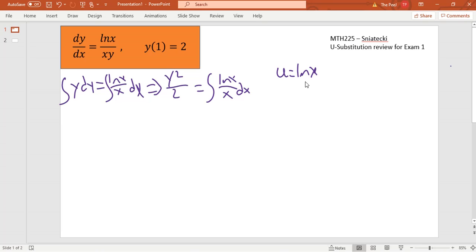Every once in a while you won't be able to use u because you've got to be able to also bring du into the equation. And if you don't have enough x terms out there, or whatever variable you're trying to get rid of, to bring du in, then you just can't.